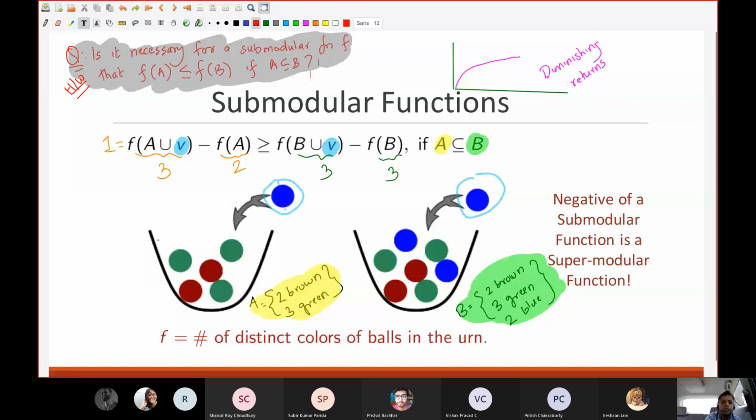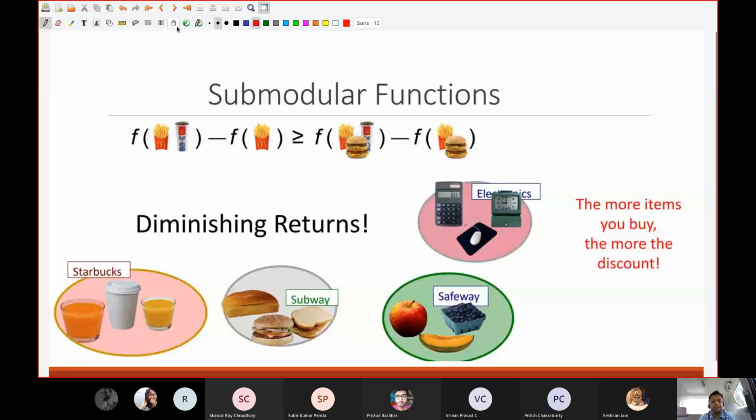Okay. So in general, submodular functions have this, right? If you have some fries and you have some drink with that, you'll see that the incremental cost of procuring the next item in an eatery is diminishing, right? That's exactly what the big malls and the DMarts of the world are leveraging. The more items you buy, the more the discount.